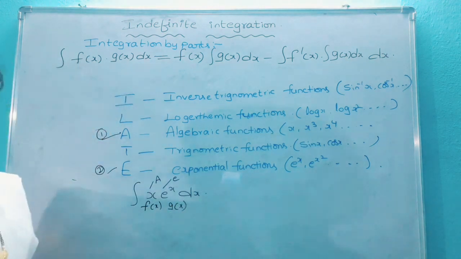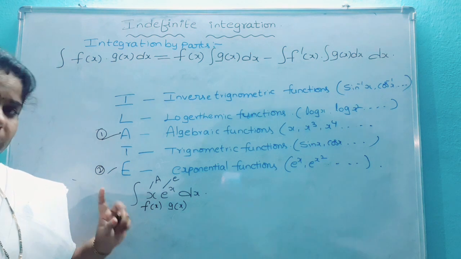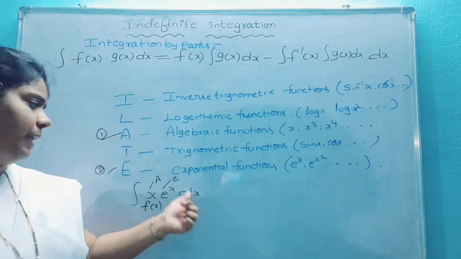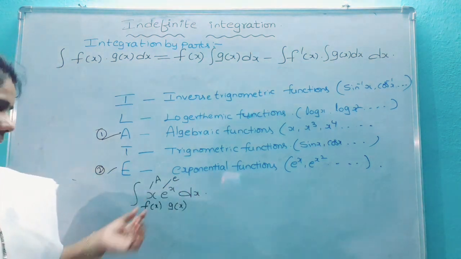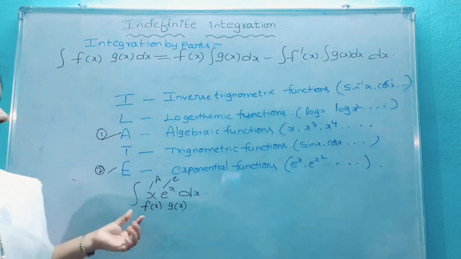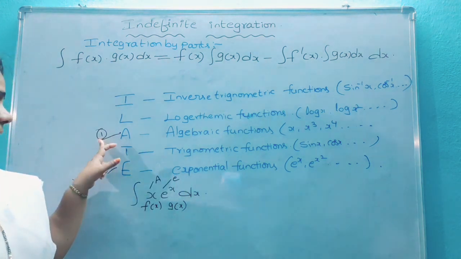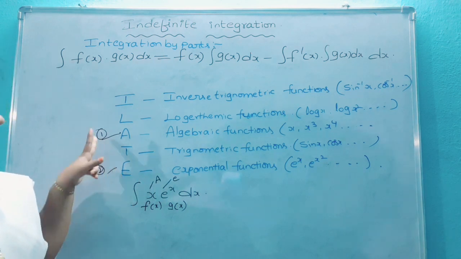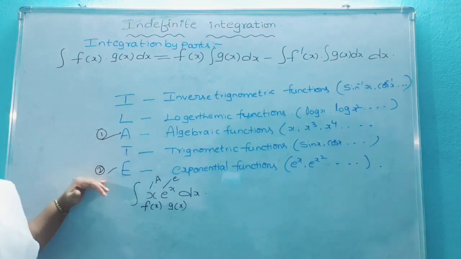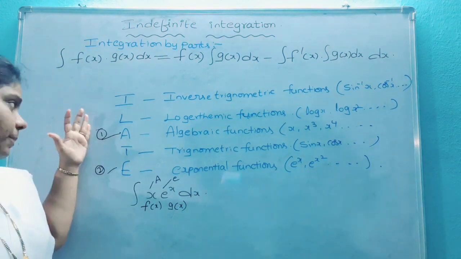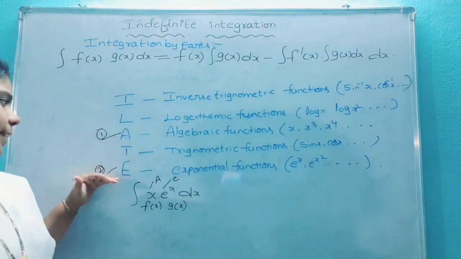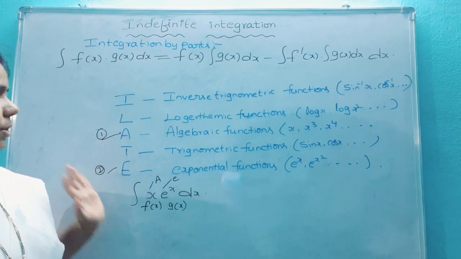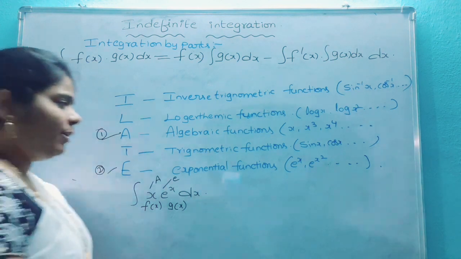Okay, I repeat one more time ma. Suppose example, integral of x e power x dx. In this function x is algebraic, e power x is exponential. Algebraic is first, exponential is next. So the algebraic function is f of x, the exponential function is g of x. Okay, next I am giving one more example.